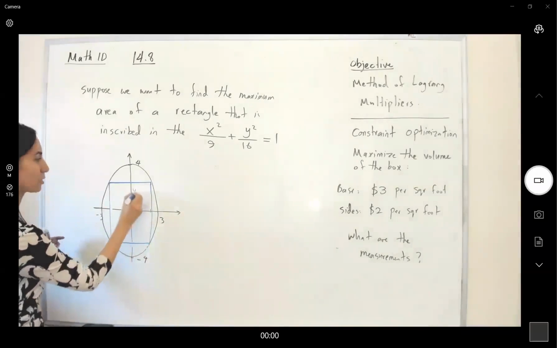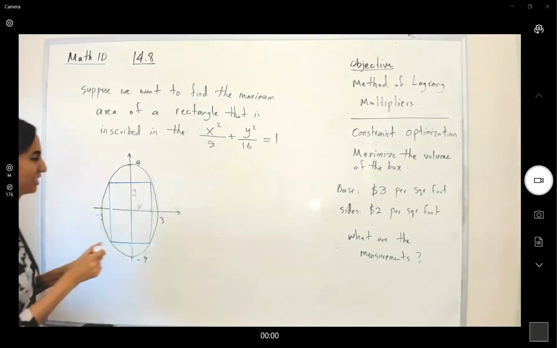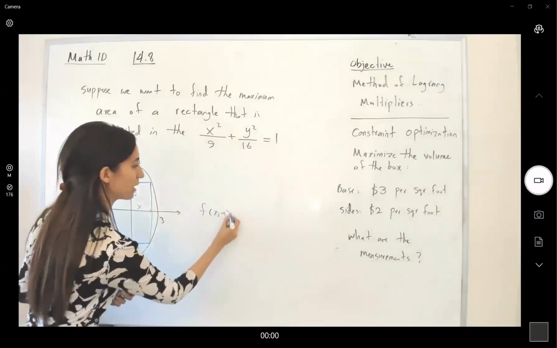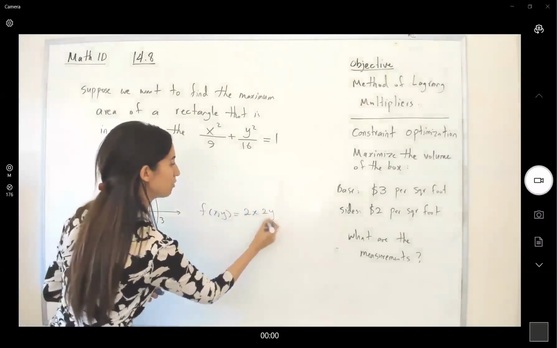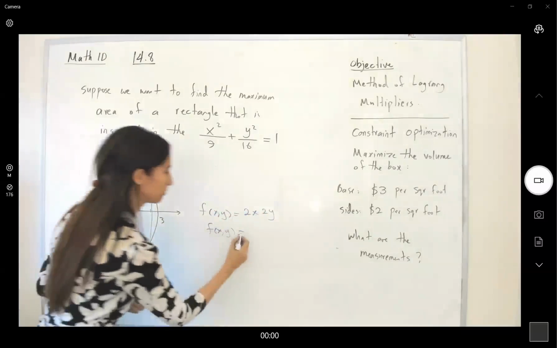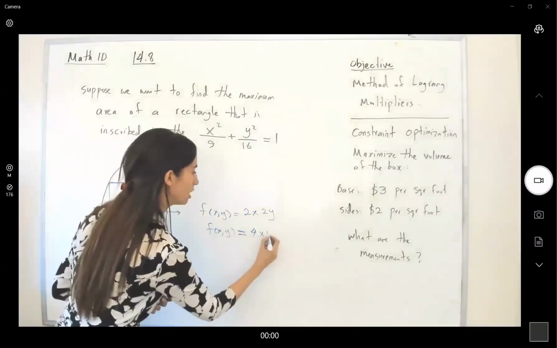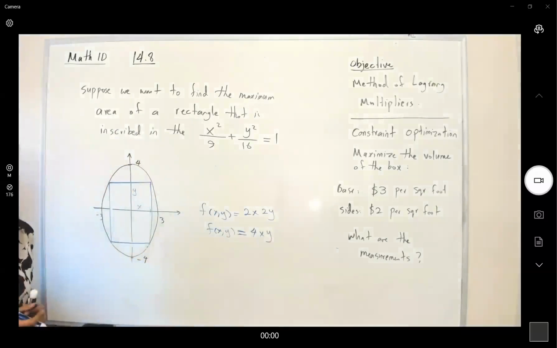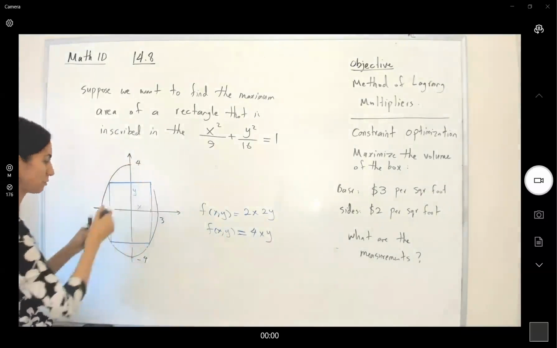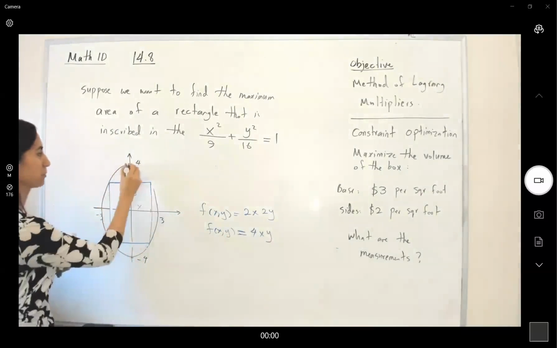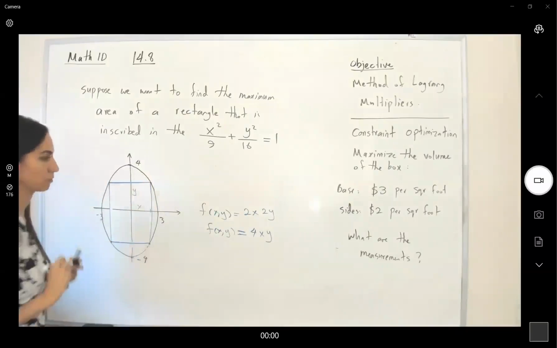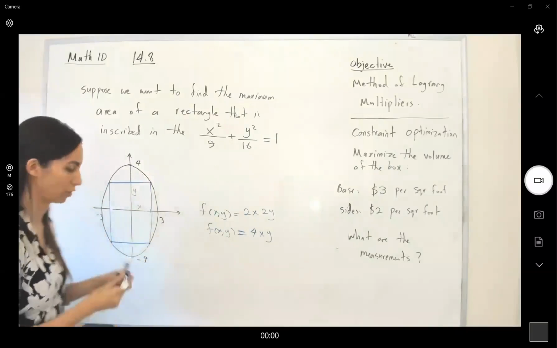Suppose you have x, you have y. Very well. Let us write down the function f of x and y, which is the area, 2x times 2y, or f of x and y is equal to 4xy. What is our goal? Our goal is to maximize this function. Okay, before going any further, think about this.